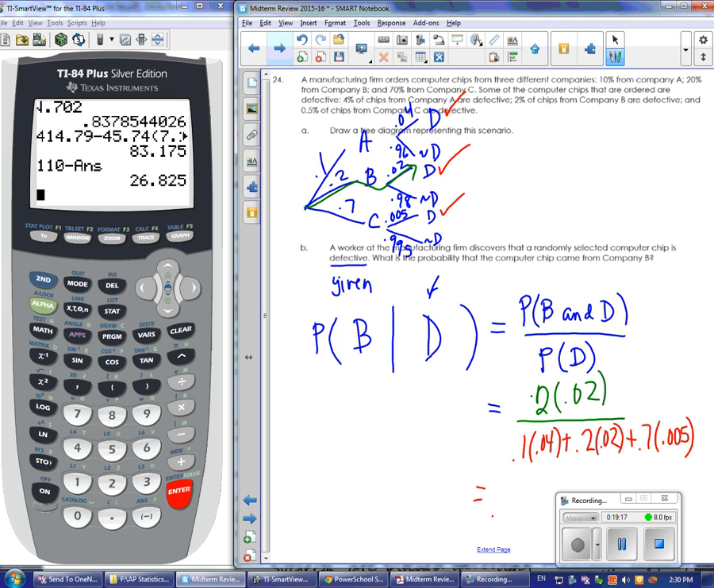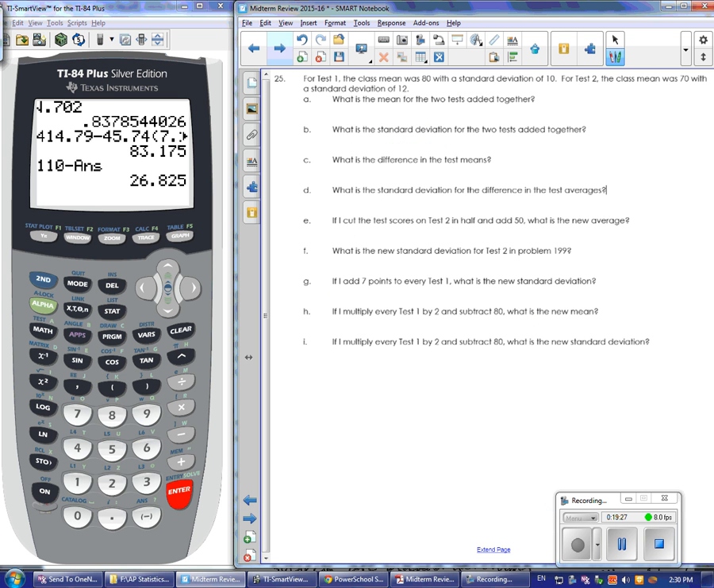And that should give you 0.6222. All right. The last problem deals with random variables.